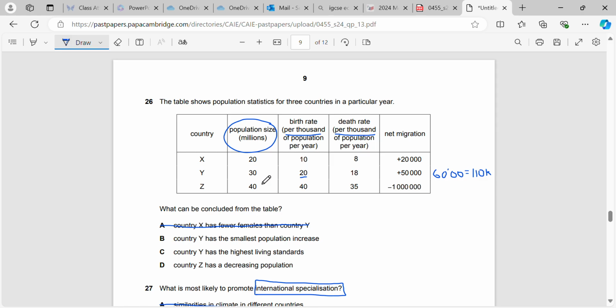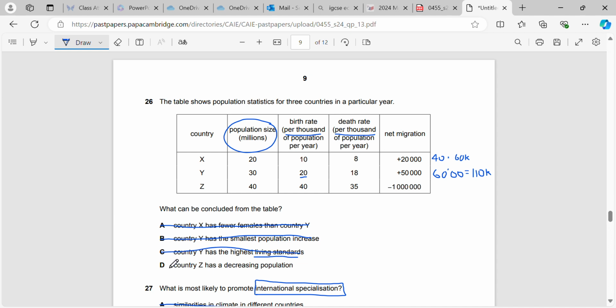Y. Now, without even calculating it, we can see that the population increase in country X is going to be less. So it's going to be 40,000 increase in the country itself, and then it's going to be plus 20, which is going to give us a 60k population increase. So we can already figure out that the population increase of country Y is not the smallest, it's in this case probably the largest. Country Y has the highest living standards. Again, we've got no information on the living standards here, so we can't conclude that from the table.